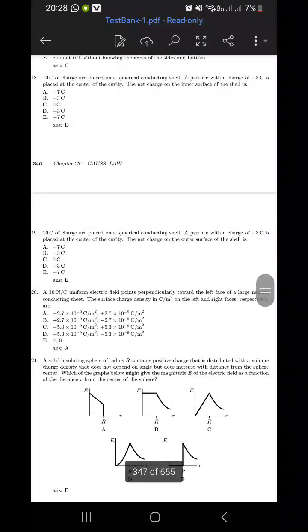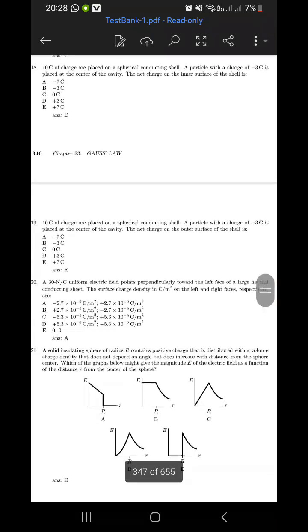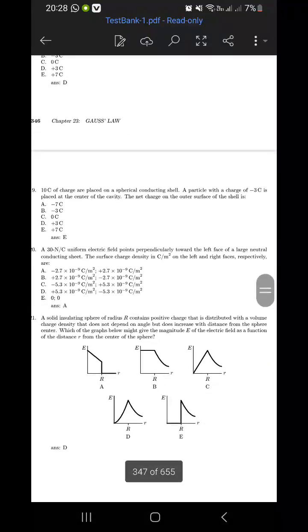So 18: 10 coulombs of charge are placed on a spherical conducting shell. A particle with a charge of -3 coulombs is placed at the center of the cavity. The net charge on the inner surface of the shell is D, which is +3 coulombs.